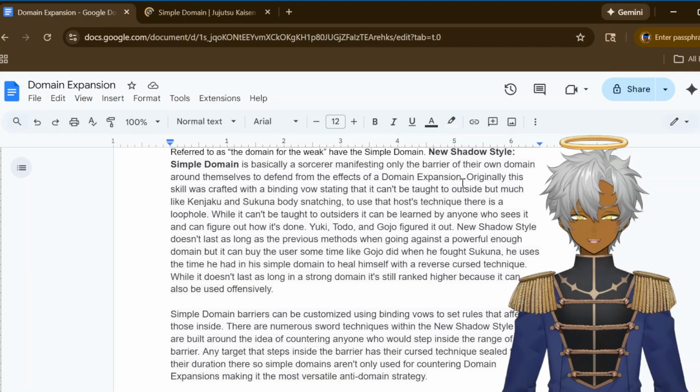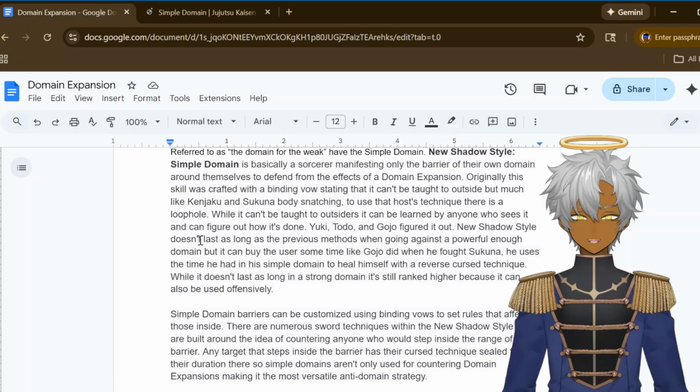So originally, this skill was crafted with a binding vow stating that it can't be taught to outsiders, but much like Kinjaku and Sukuna with their body snatching techniques, to use the host technique, there is a loophole. While it can't be taught to outsiders, outsiders of the new shadow style, it can be learned by anyone who sees it and can figure out how it's done. Yuki, Toto, and Gojo have all figured this out.